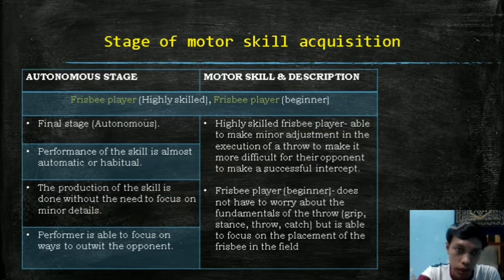Finally, we are already at the last stage, which is the autonomous stage. So in this stage, the Frisbee beginner becomes highly skilled. A highly skilled Frisbee player is able to make minor adjustments in the execution of a throw to make it more difficult for their opponent to make a successful intercept.